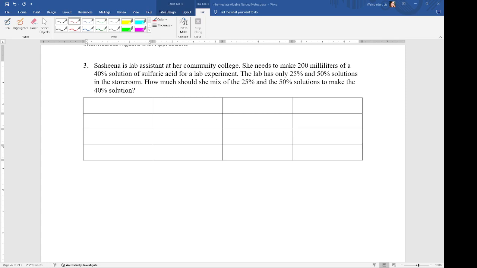Finally, we have a mixture of solutions problem. I personally find these a little bit simpler than the previous problem, but some people get kind of nervous when they see all of these percentages. So let's walk through this.